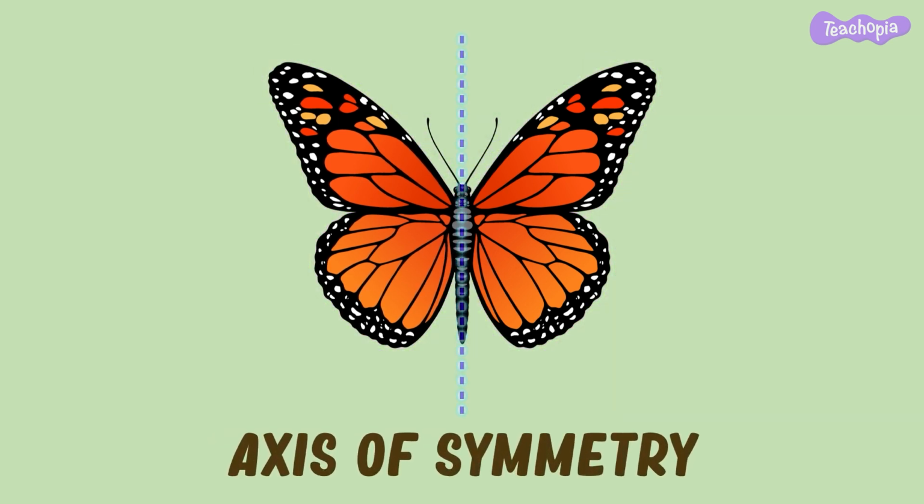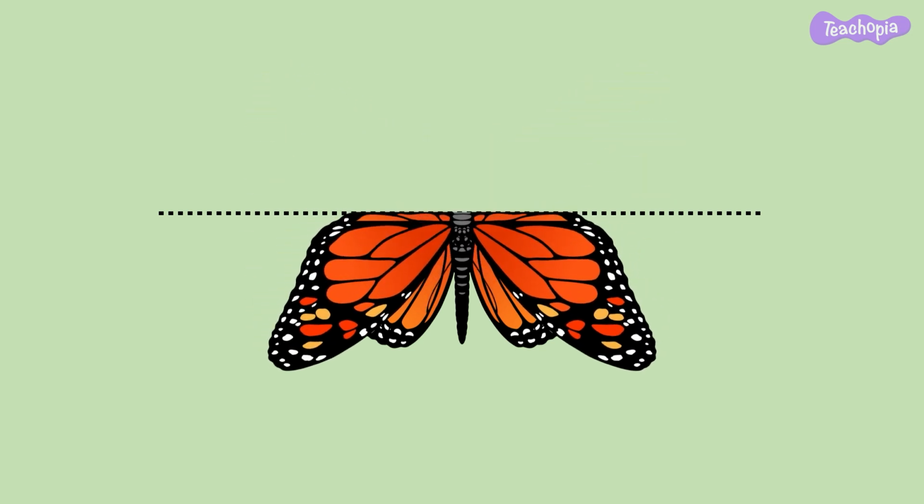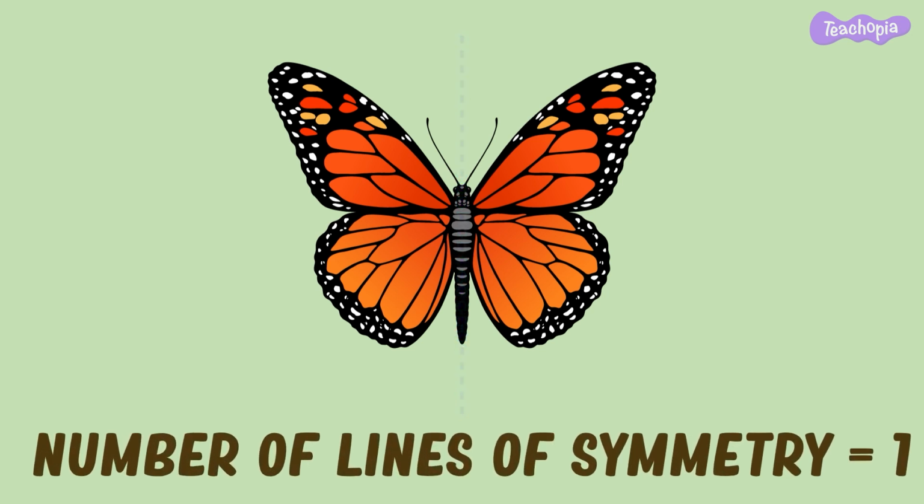And the vertical line we imagined can be called the axis of symmetry. Sometimes, a shape can only be symmetrical along one axis. For instance, if we draw a horizontal line in this manner and try to fold the butterfly image from top to bottom, we can see that these two parts do not overlap. This means that the butterfly is only symmetrical along one axis, or the shape of the butterfly has only one axis of symmetry.